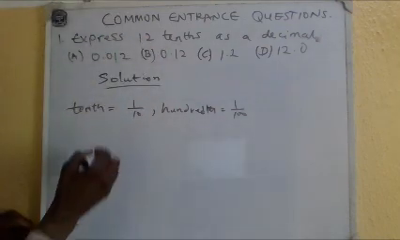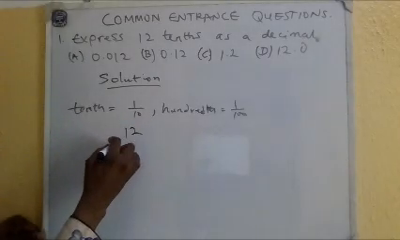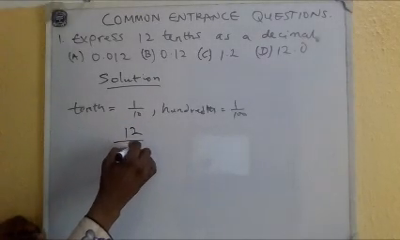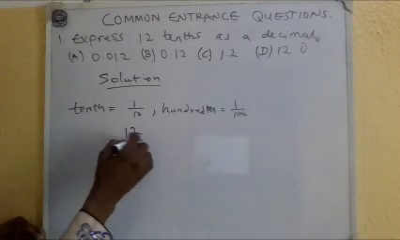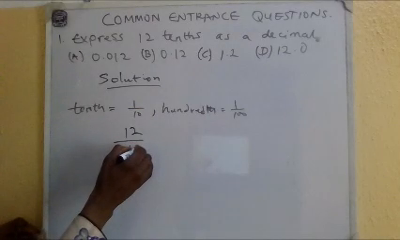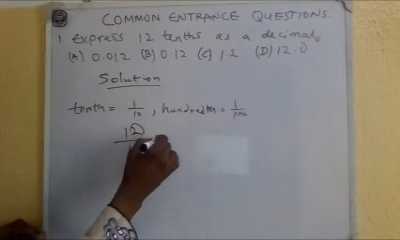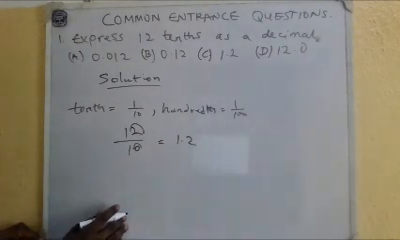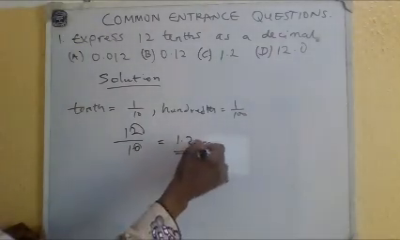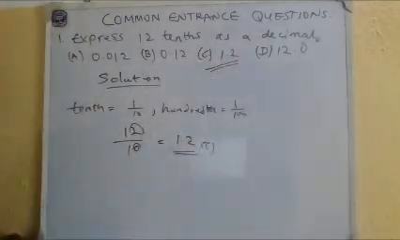So simply, we just say 12 divided by 10, and when you divide it, the decimal here moves this way. So 12 divided by 10 is 1.2. So the answer is C, 1.2. That's the answer for this first one.